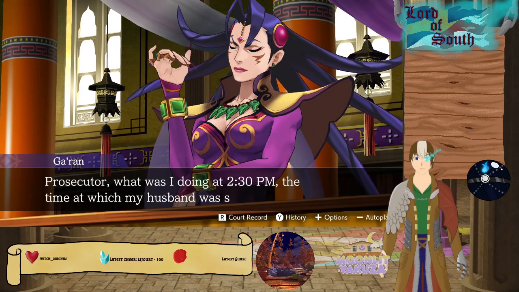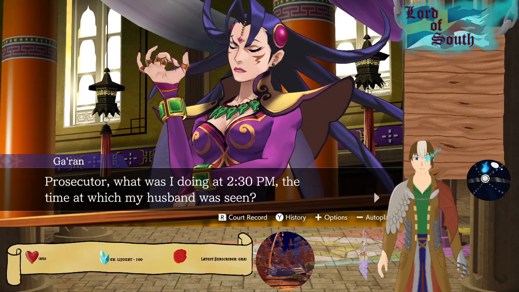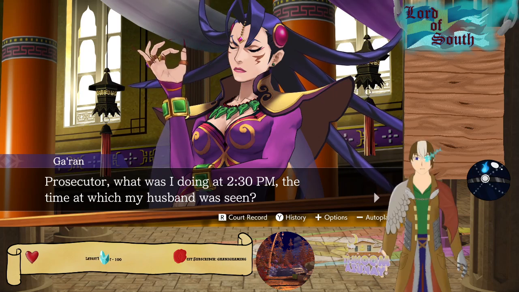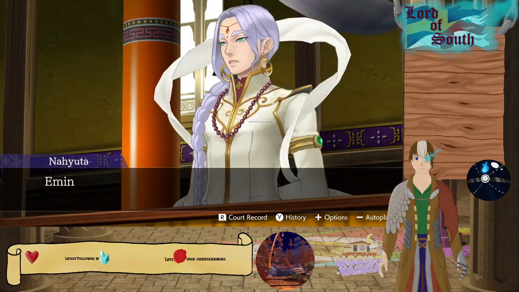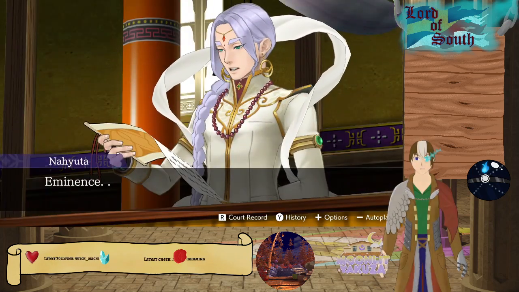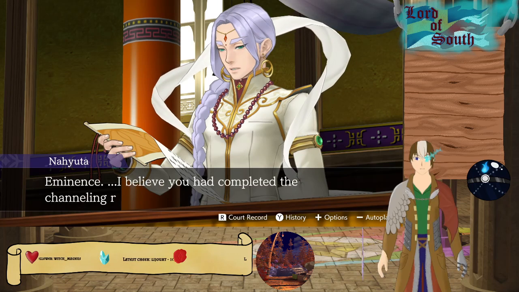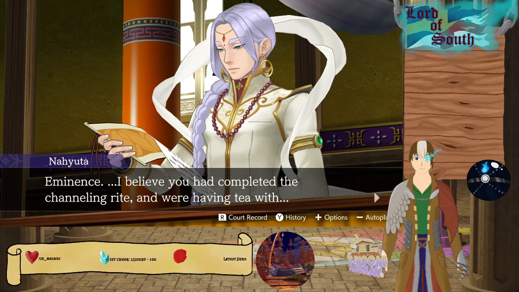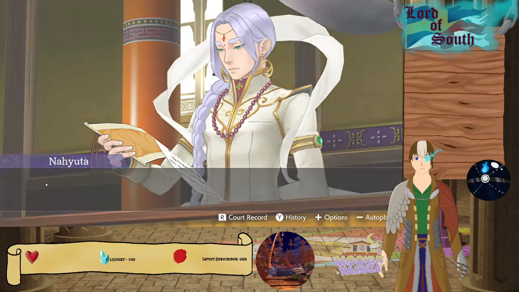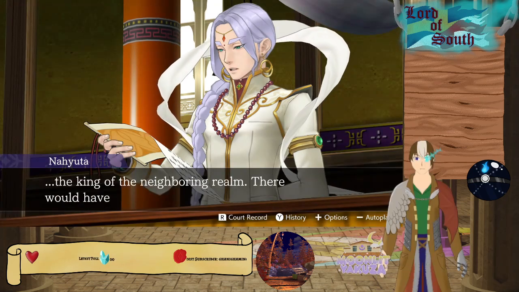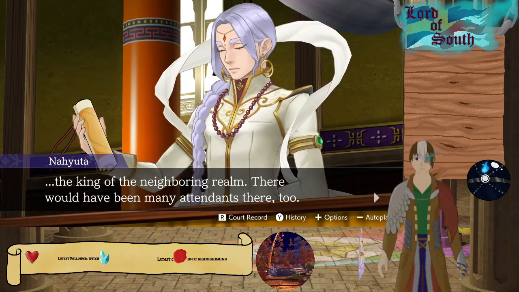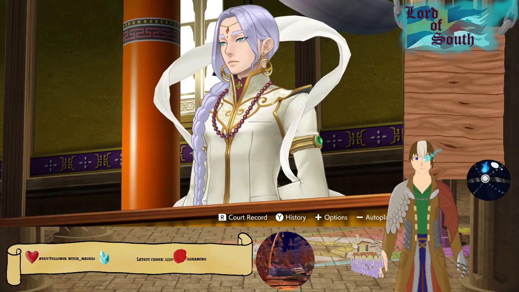Prosecutor, what was I doing at 2:30 p.m.? At the time at which my husband was seen. Eminence, I believe you had completed the channeling rite, and were having tea with the king of the neighboring realm. There would have been many attendants there too.